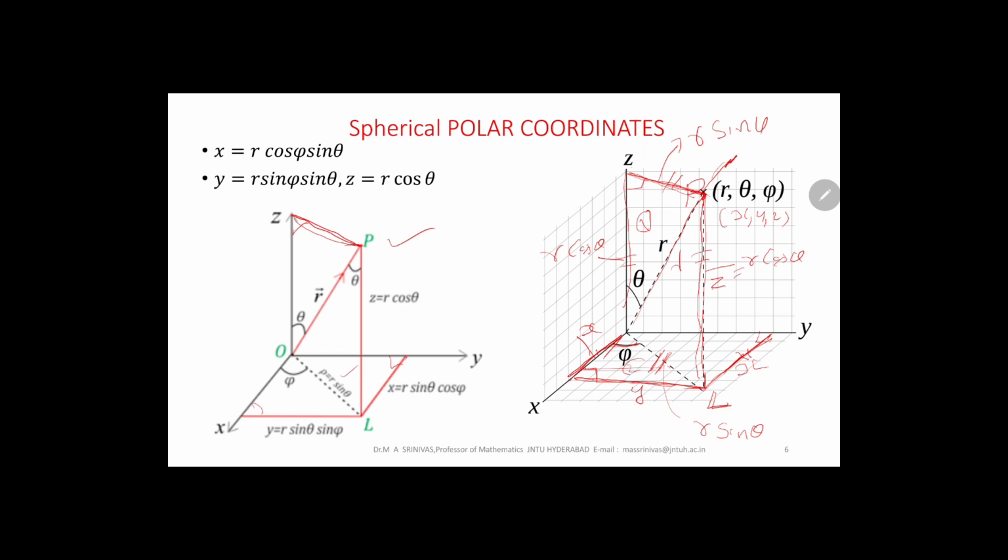Now from this triangle, I'll call it triangle 2, find sin phi. Sin phi is this by the hypotenuse. The hypotenuse is r sin theta. Therefore, y is hypotenuse into sin phi, that is r sin theta into sin phi. And similarly, if I find cos phi, you will get x. Cos phi is x by r sin theta. So x is r sin theta into cos phi. Z is r cos theta.